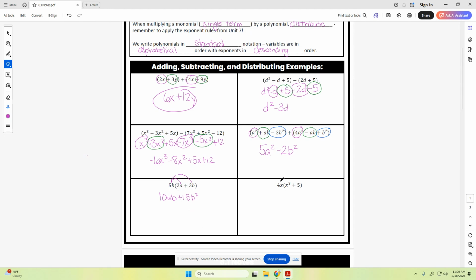Got another distribution here, or multiplication. So 4x times x to the third. There's no coefficient to multiply by, so that's going to stay a 4. And this has an exponent of 1. So when I add these exponents, this becomes x to the 4th. And then when I multiply 4x times 5, it's just the 4 and the 5 that I'm multiplying here. So that gives me 20x. No like terms. There weren't any in the beginning. I'm done. That's my final answer.